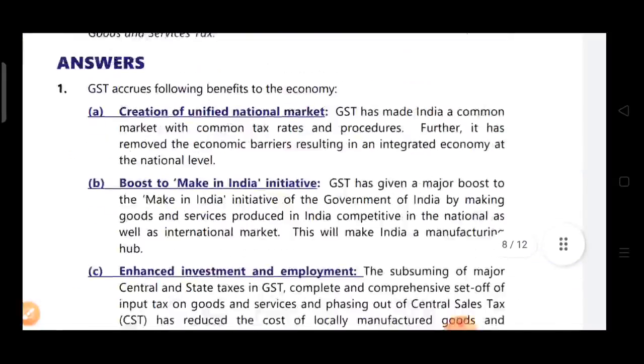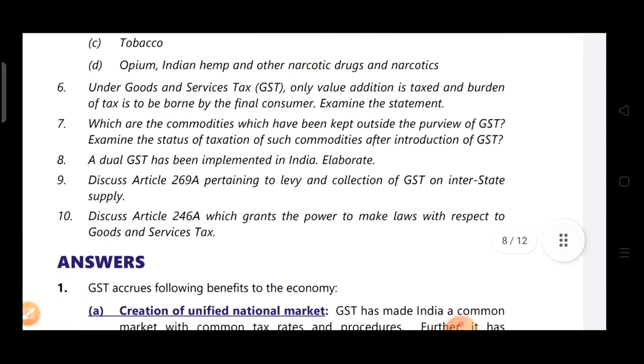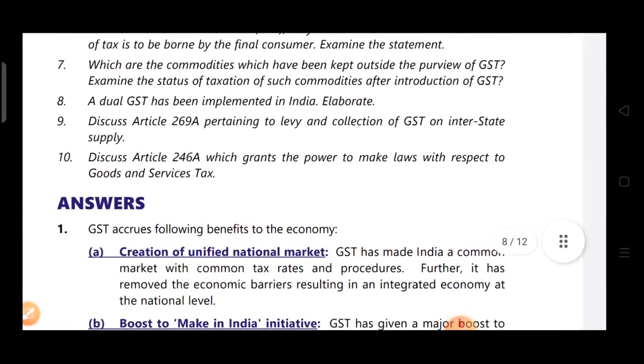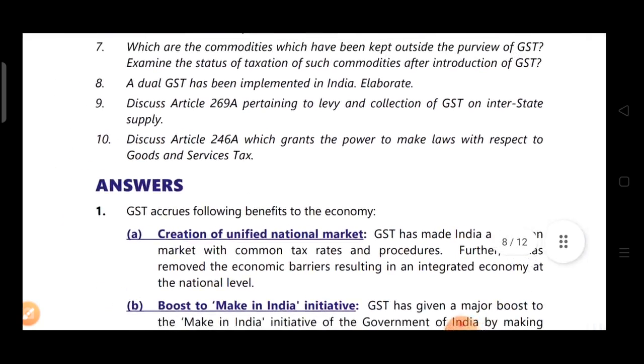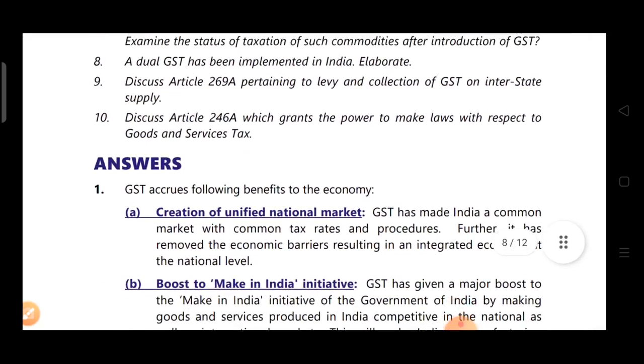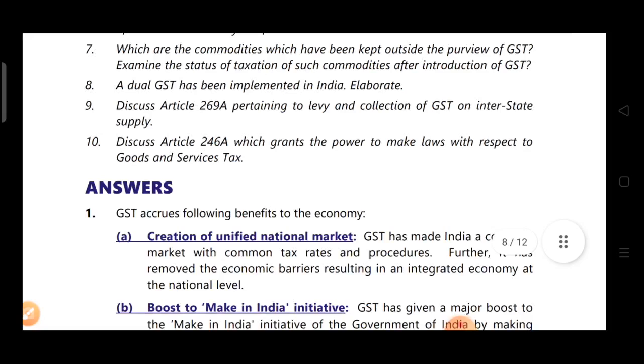Now question number 9. Discuss Article 269A pertaining to levy and collection of GST on interstate supply. There are many articles and many constitutional amendments, and all the key changes were given in detail in the chapter. I said that it's a plain reading category chapter, so it's not possible to remember what is given in which article, but you must remember these two articles, 269A and 246A, because they are given in the question. For the rest of the articles you can just give a plain reading.